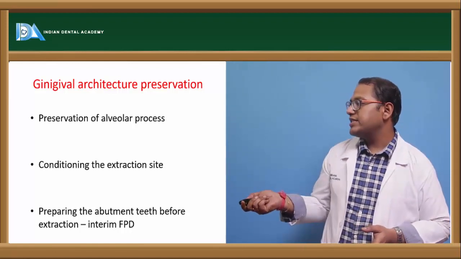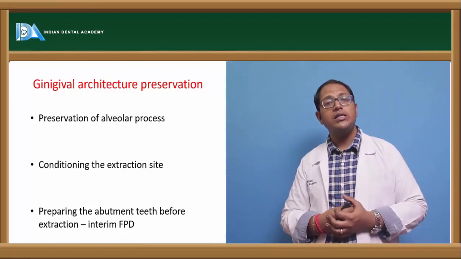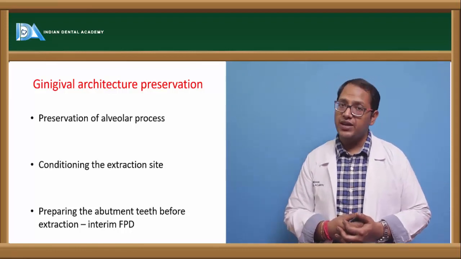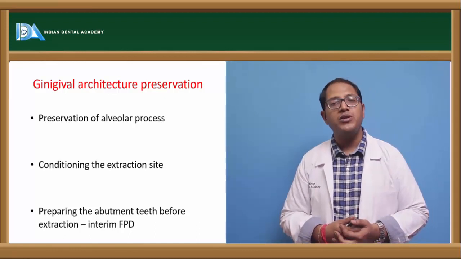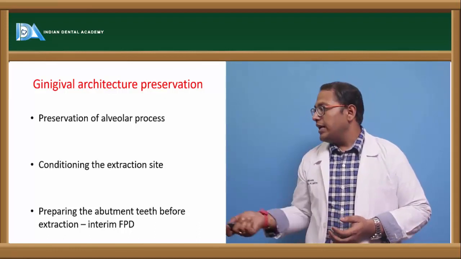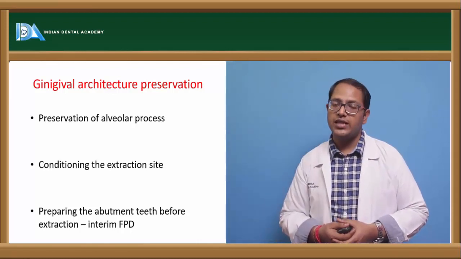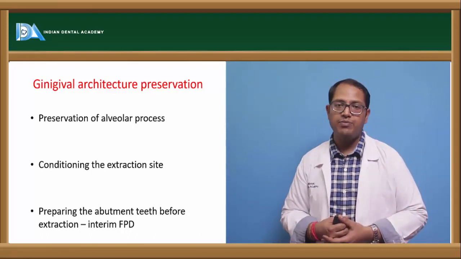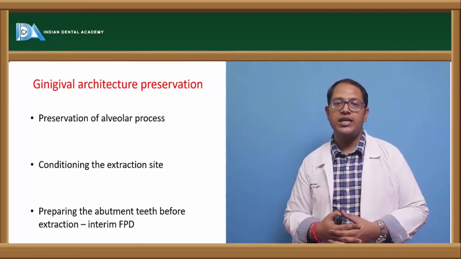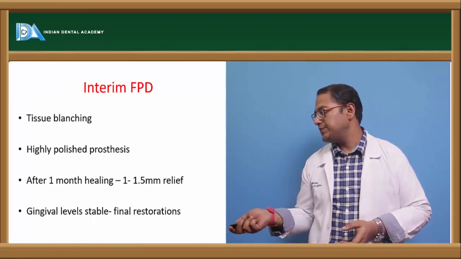Conditioning the extraction site is another important thing. At times, a Pontic is also used for ridge preservation. An ovate kind of Pontic is generally used for preserving the ridge. Preparing the abutment teeth before extraction, interim fixed partial dentures can also be given. So we prepare the teeth before the extraction has happened. So immediately after extraction and healing, at the very next appointment we can fix the prosthesis.